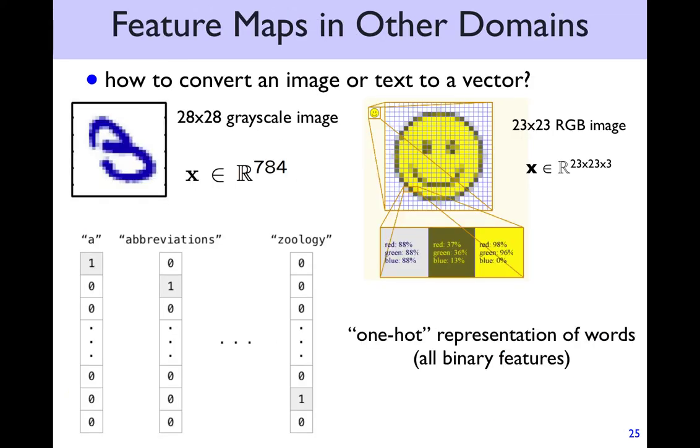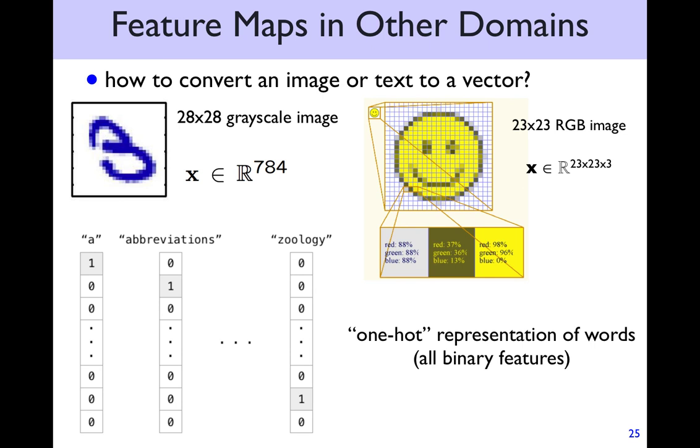Okay, so as an aside, we also need to talk about feature maps in other domains. We've talked about how to convert a person, which has 9 fields, age, occupation, educational level, hours per week, and so on, into a very, very long vector. How many dimensions? About 230 dimensions.